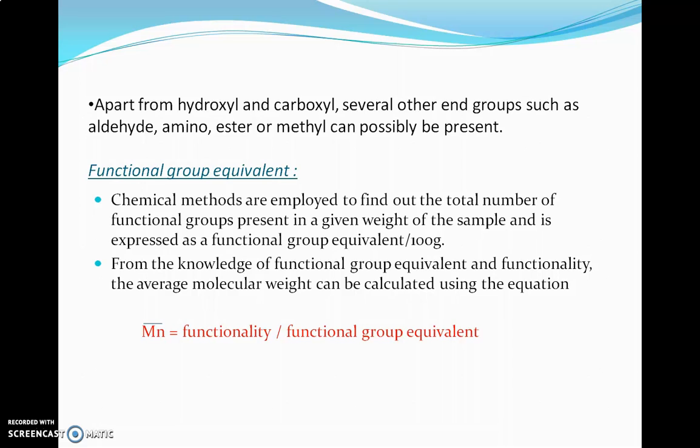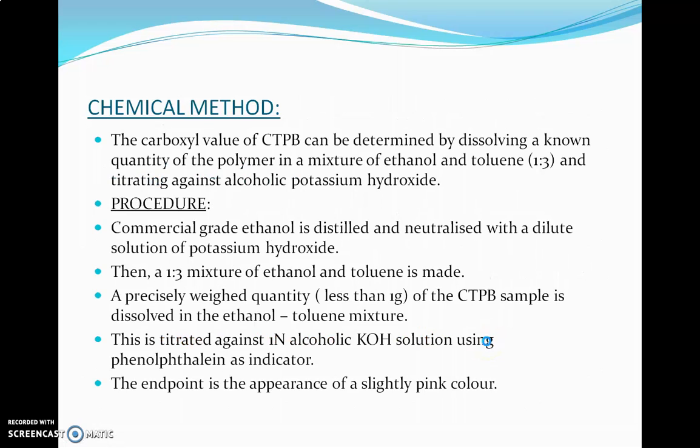We came to know about the functionality and the functional group equivalent. From these two terms, we can find out the number average molecular weight: Mn bar is equal to functionality divided by functional group equivalent. Next is the chemical method used to find the functional group equivalent of a polymer.